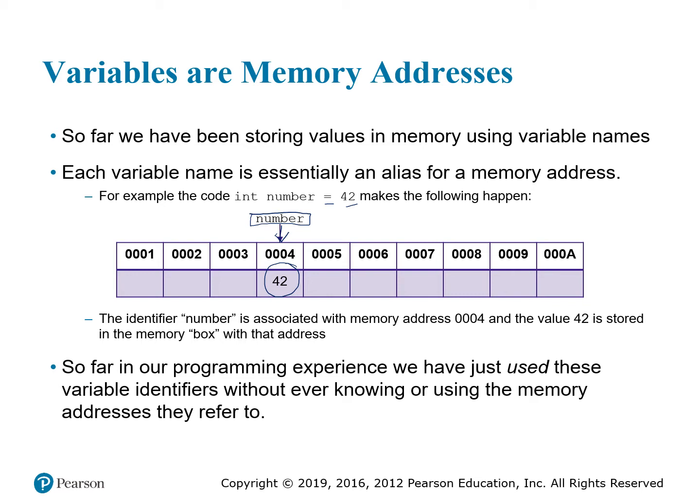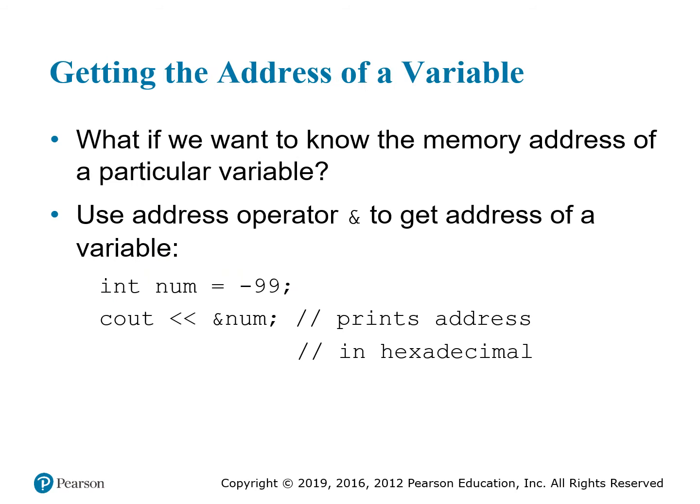So far in our programming experience, we've just used those variable identifiers. We haven't ever really known or really cared to know, or certainly not used, the memory addresses they refer to. But what if we want to know the memory address of a particular variable? C and C++ offer us an address operator, the ampersand, to get the address of a variable.